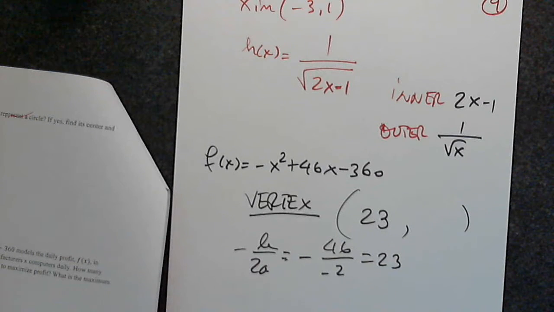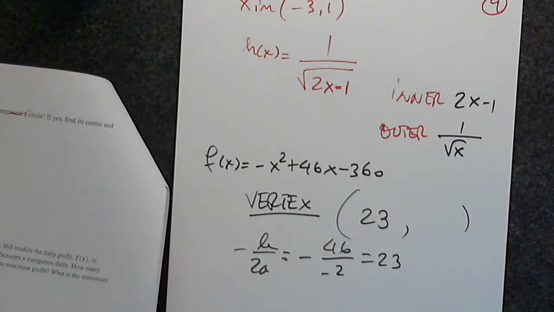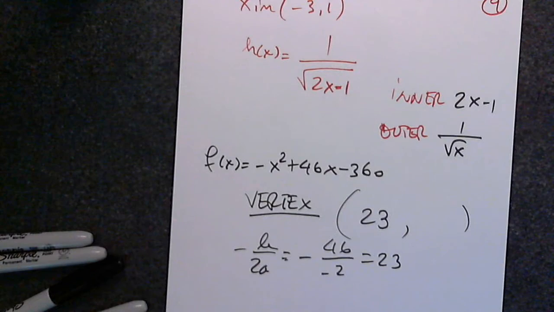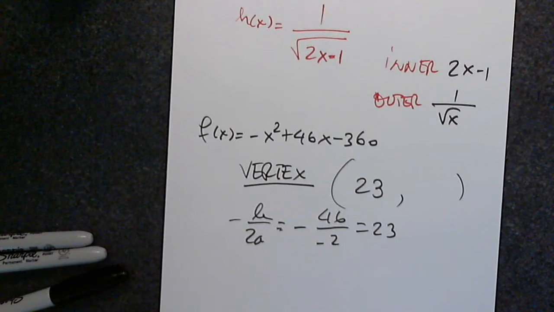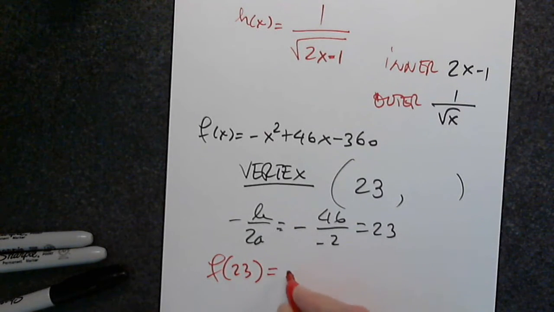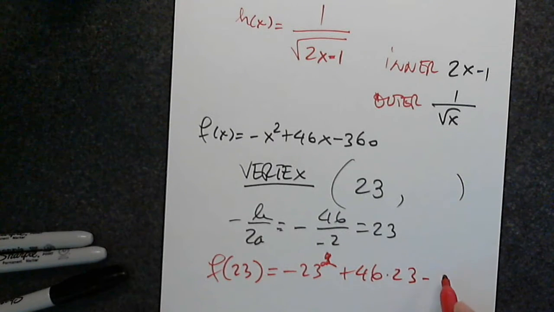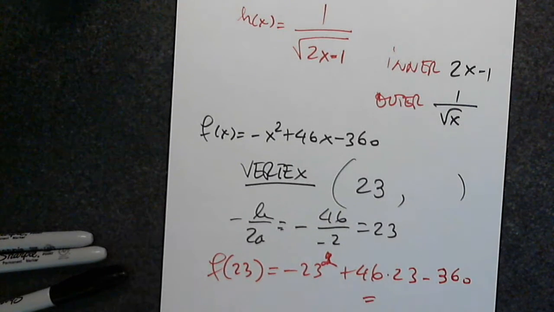If they manufacture 23 computers, what would be the maximum profit now? f of x gives us the profit in hundreds of dollars. So how do I find the maximum profit? I know that they have to manufacture 23, but they also want to know how much the profit will be. How do I find it? Put it in. Very good. So f of 23 equals -23 squared plus 46 times 23 minus 360.